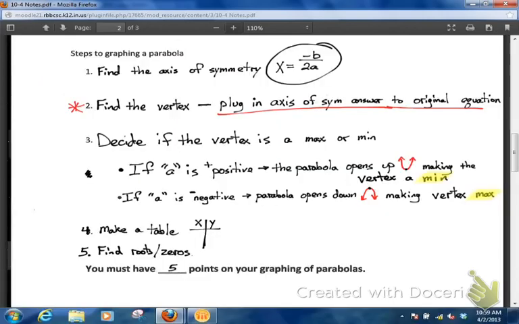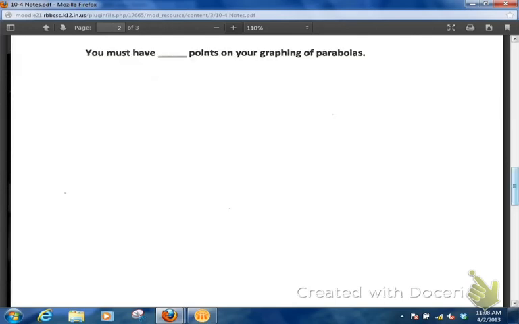So looking here at step 3 says to decide if the vertex is a maximum or minimum point. And that's all based on this right here, your A. If A is a positive, your parabola is going to open up, making the vertex a minimum. If your A is negative, your parabola is going to open down, making the vertex a maximum. All right, so again, that seems pretty basic, so I'm just going to go back to my problem here.